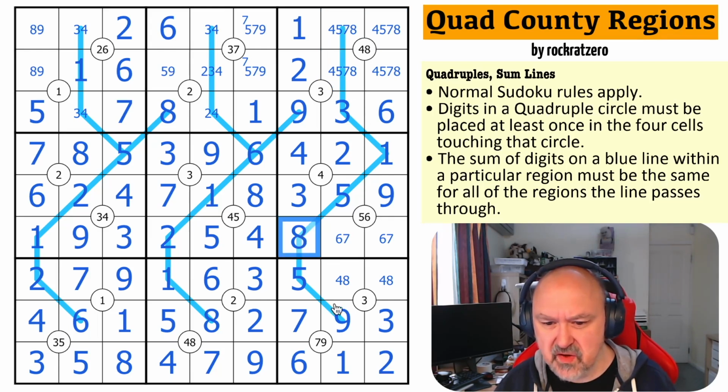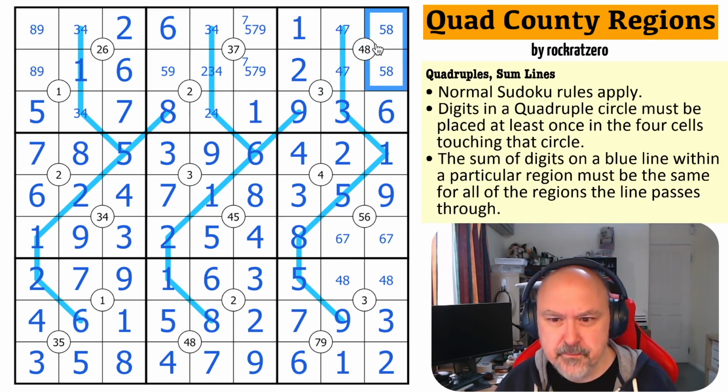Except, what's the line sum to? 14. So these have to sum to 11. So 4 would go with 7, 8 would need to go with 3, 5 would need to go with 6. So this is 4 and 7, so there's no 4, 7 here, because this has to sum to 11. 5, 8.